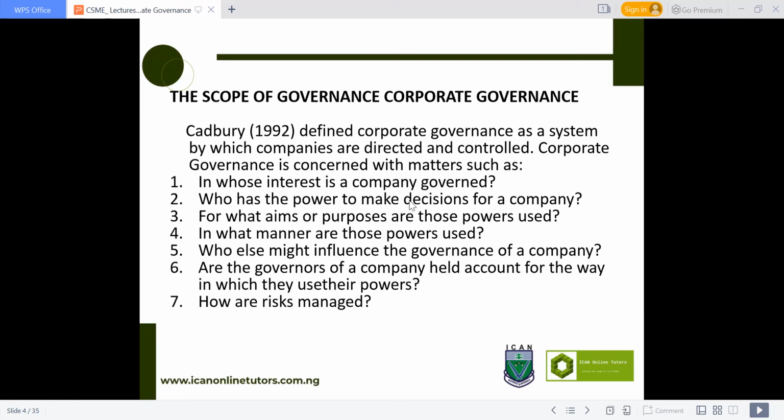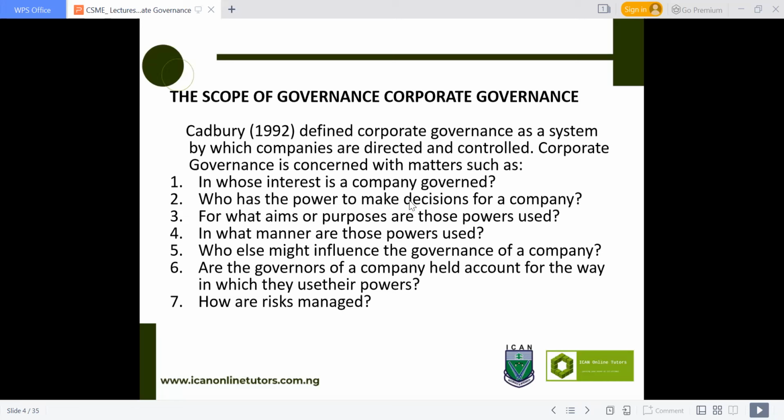Okay. So another one is: who has the power to make decisions for a company? The power to make decisions usually lies with the directors. For what aim or purpose are those powers being used? Is it for your own personal interest or for the purpose of the business as well? In what manner are those powers used? Are you using them aggressively? Is there fair competition among other companies as well?